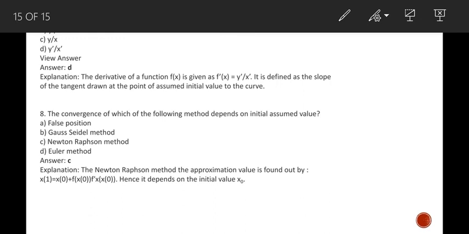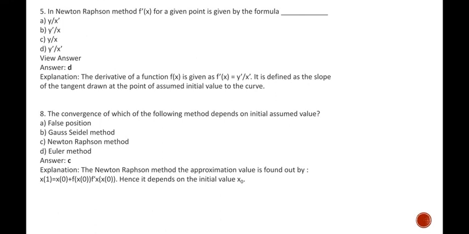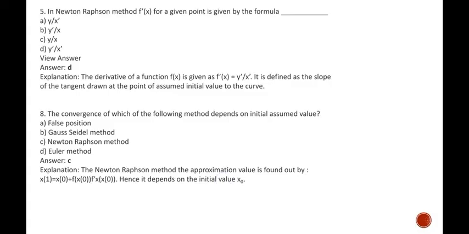The last one: the convergence of which of the following methods depends on the initial assumed value? Actually it is the 10th one, I didn't number it sequentially. We already know that in the Newton-Raphson method we assume the initial value x0 on which the convergence depends. If we take a wrong assumption, then our method will take more iterations to reach closer to that root.